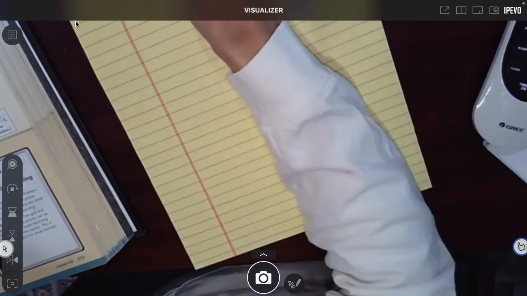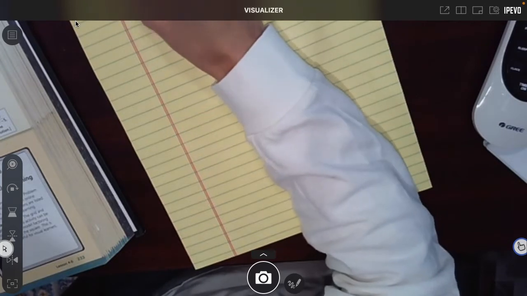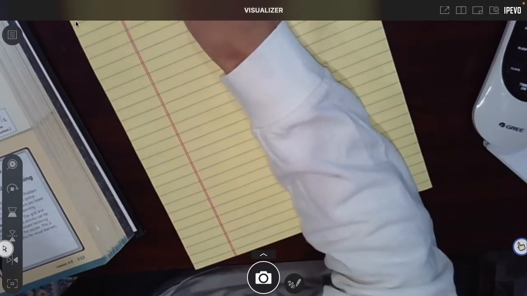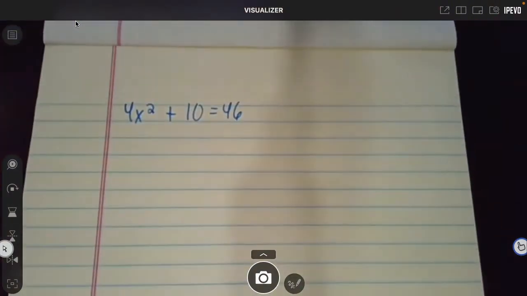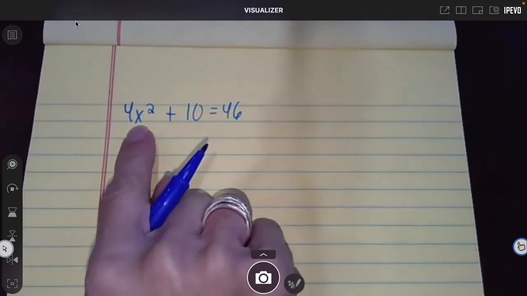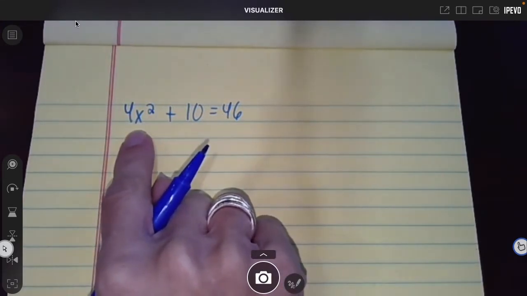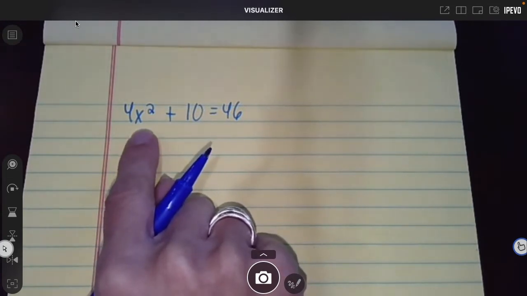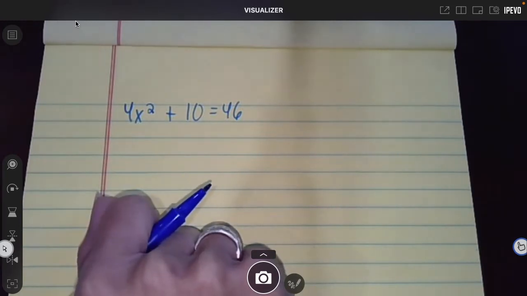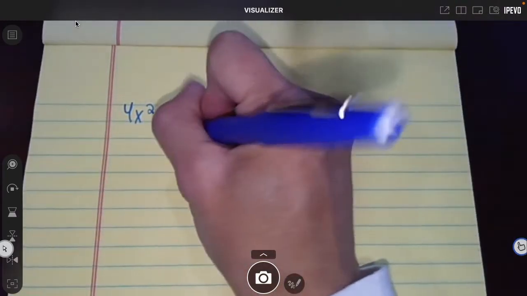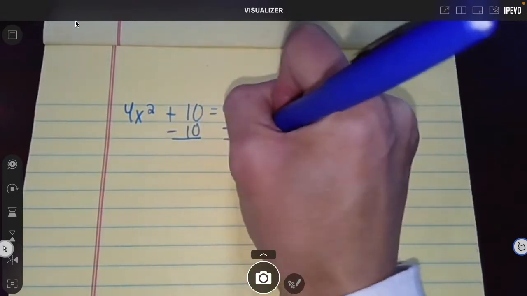So it says we have 4x squared plus 10 equals 46. Oops, y'all can't see that. Now, on this one, normally we have an x squared, an x, and then a number, but this one's a little bit different. I only have one variable, just the x squared. So on this problem, let's just solve for x. What would I do to get this x squared by itself? Divide by 4. We will divide by 4, but first we're going to subtract 10.